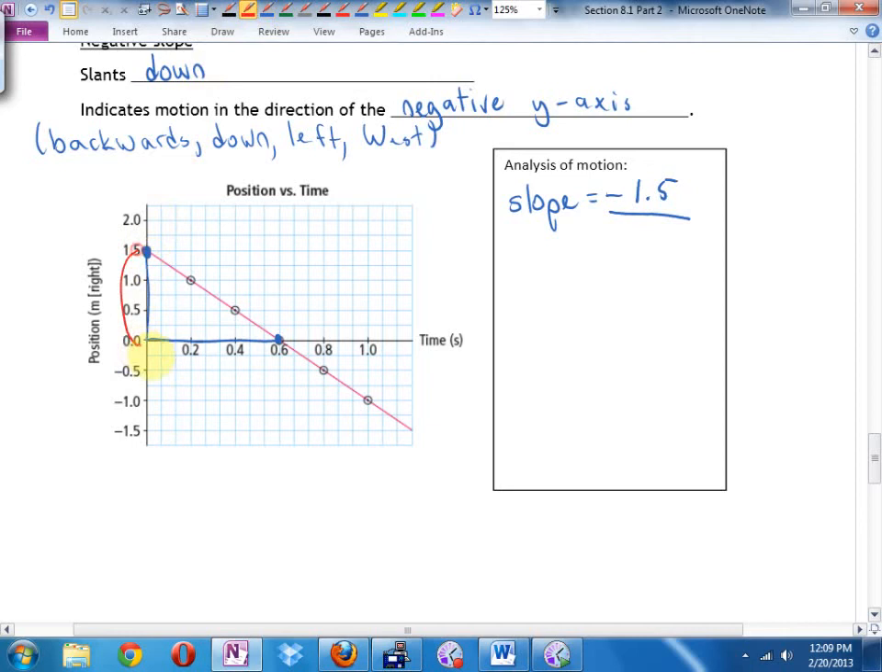So, Hayden, there's the rise. There's the run. What's the run? What do you get when you go negative 1.5 divided by 0.6? Negative 2.1? Even? No decimals after that? Okay. Units. Oh, sorry, that's the slope.